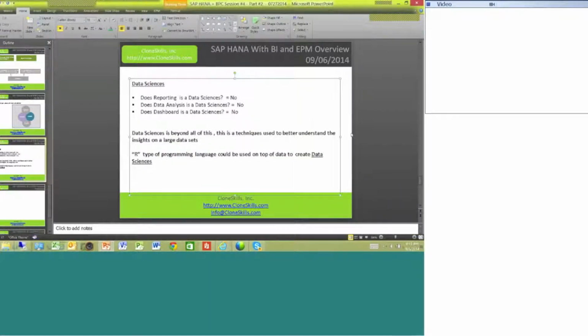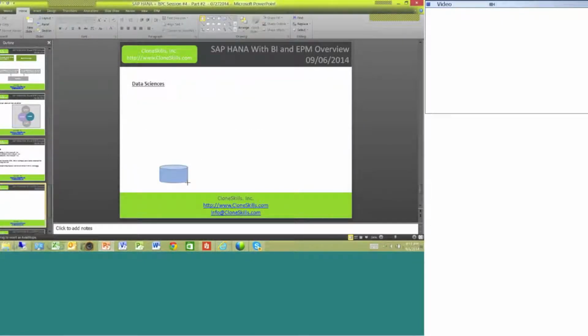For example, you're always going to have multiple data sets. This is your SAP ECC. On top you have HANA, so we can use SAP HANA, and it could be BW.